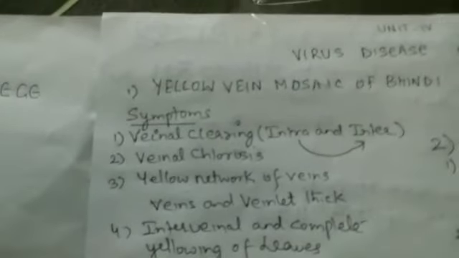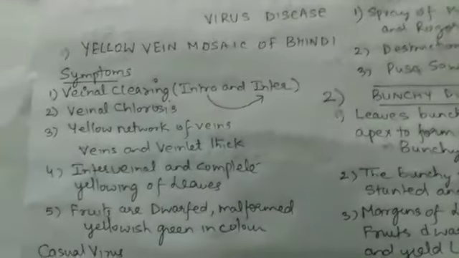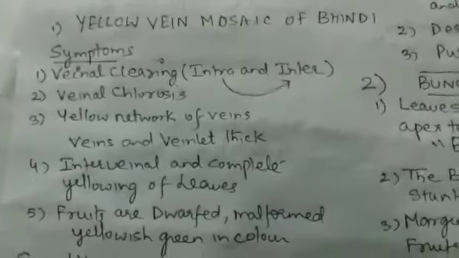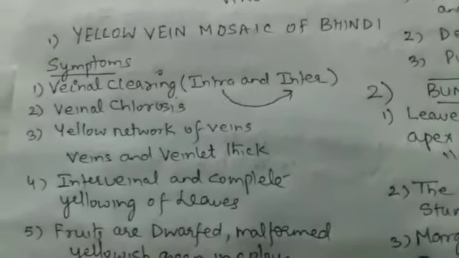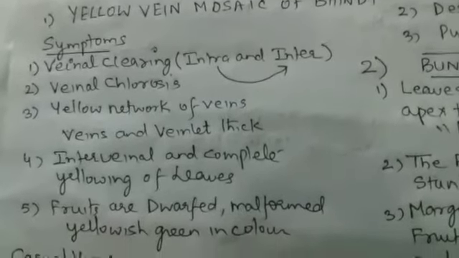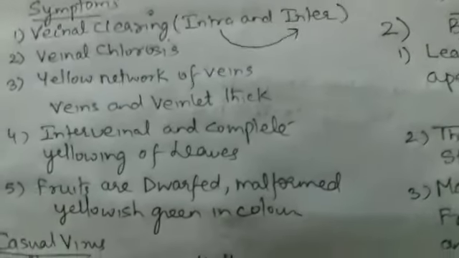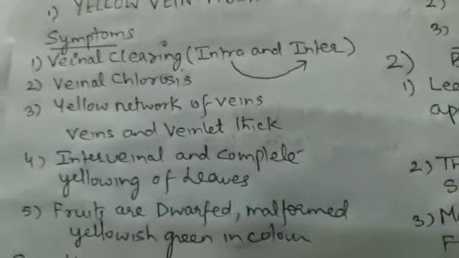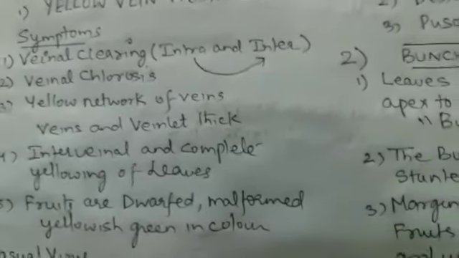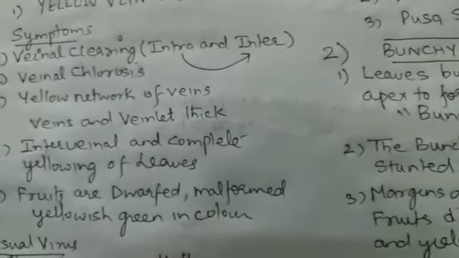And this is what we have, the yellow vein mosaic. So yellow vein mosaic, I will abstract it. Yellow vein mosaic is basically the disease in which there is venal clearing, venal chlorosis, yellow network of veins. First intravenal, then intravenal, and then complete yellowing of the leaves. The stunted growth is because respiration is nearly stopped. Fruits are dwarfed, malformed, and yellowish green in color. Right? Now, next we will take the second disease.